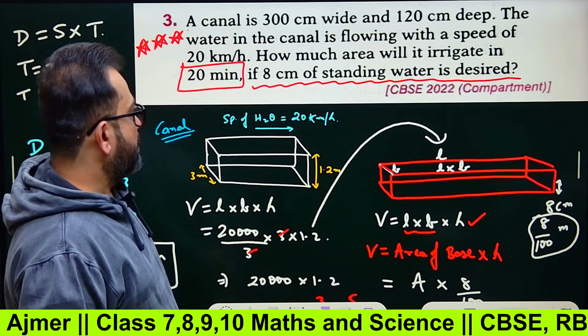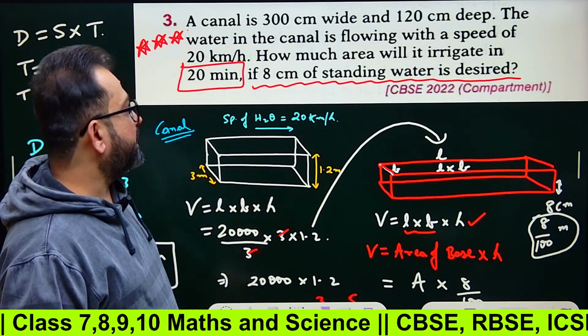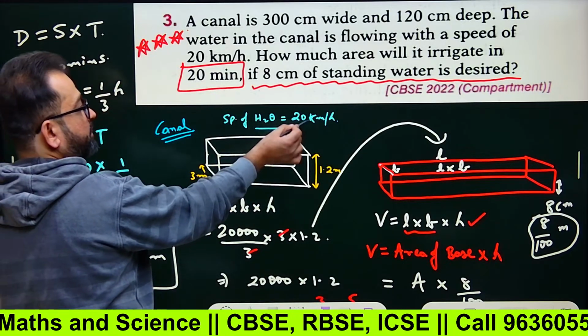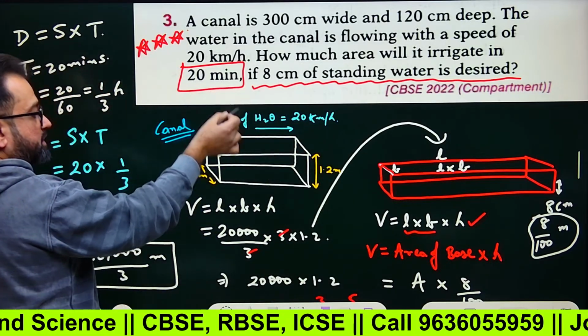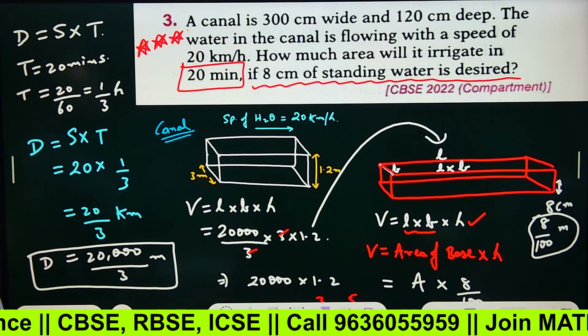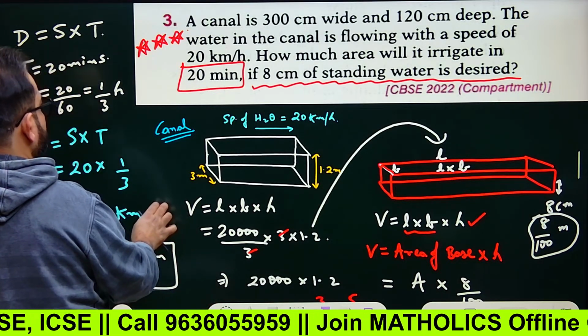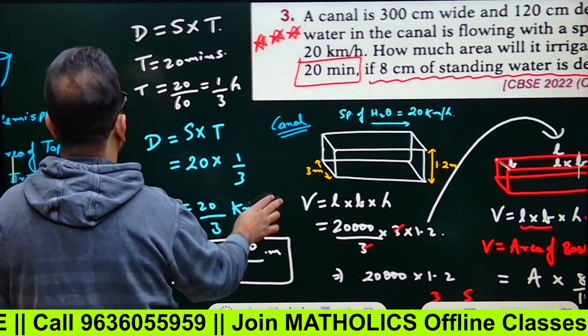Now, water is flowing through this canal at a speed of 20 km per hour. Now, time is given 20 minutes. So, speed is given 20 km per hour. Time is given in minutes. So, we have to calculate the speed in meters per second. Yes or no? So, speed is actually equals to, where is the speed?